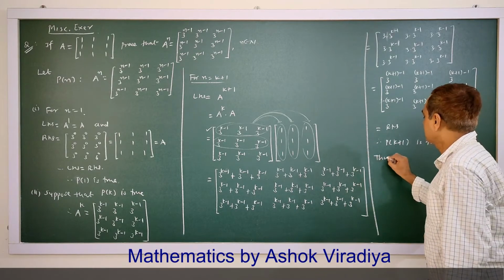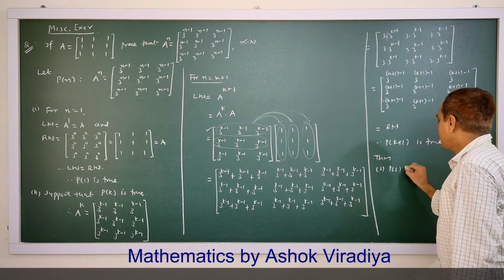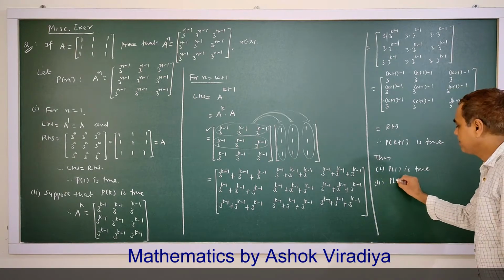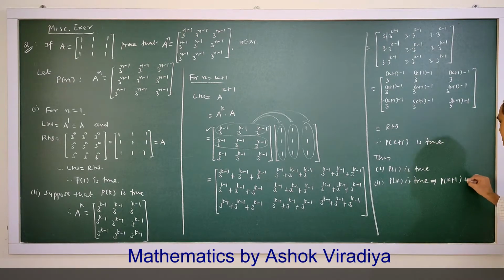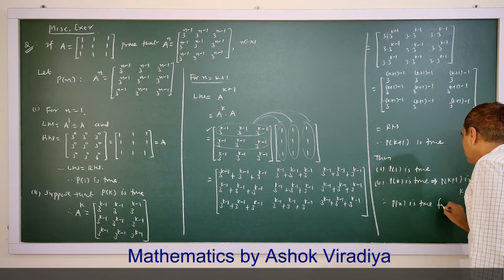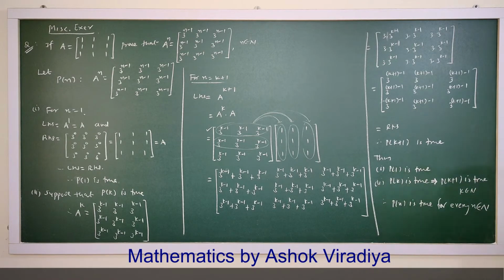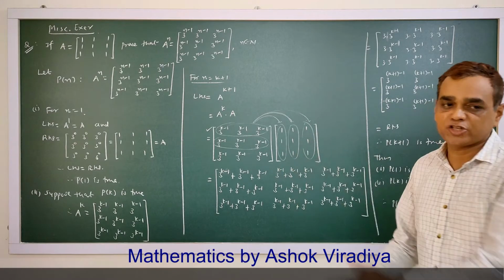Thus, P of 1 is true. Second, supposing that P of k is true, the statement is true for k plus 1, k belonging to N. Therefore, this is true for every n belonging to N. So this question is proved using principle of mathematical induction.